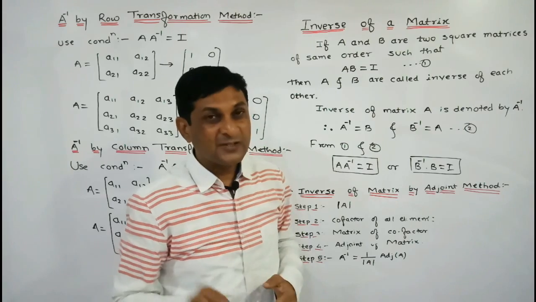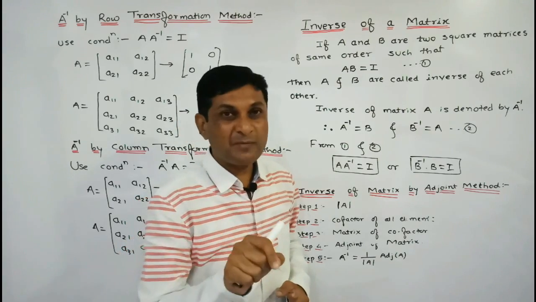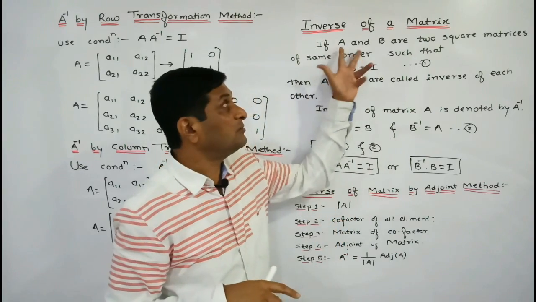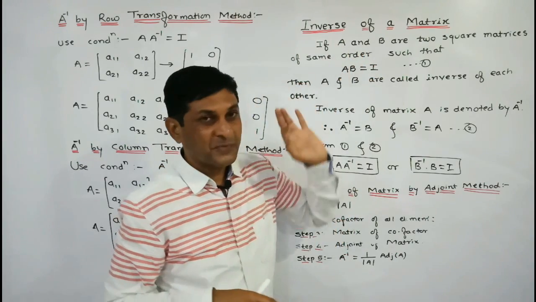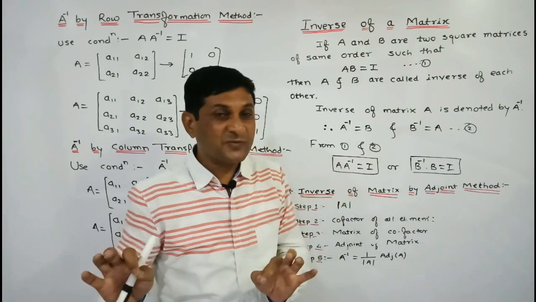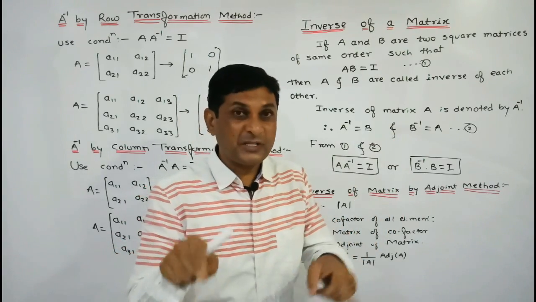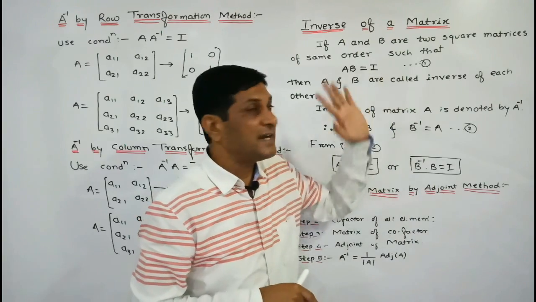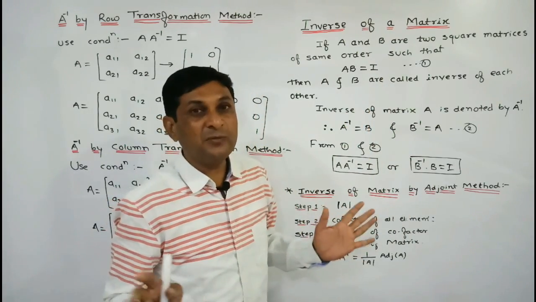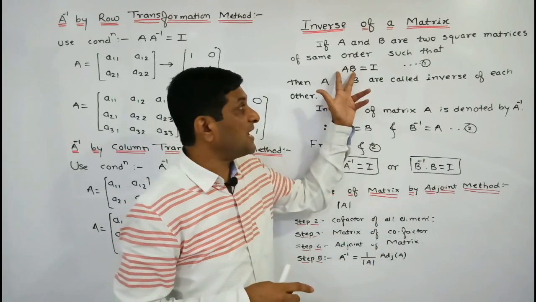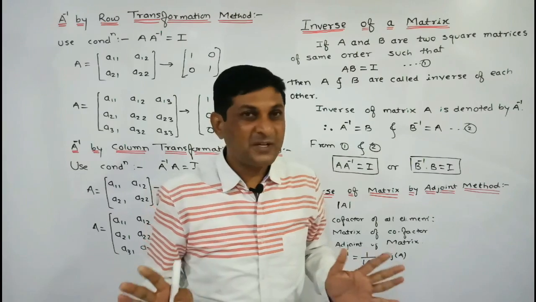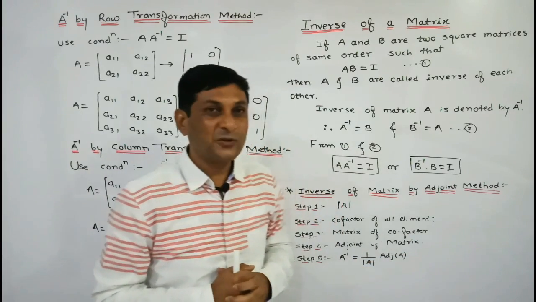Identity matrix. We say matrices are square if the number of rows and the number of columns are equal, and the order of these two matrices should be the same. So if A and B are two square matrices of the same order, but they satisfy which condition? Their product, their multiplication, is the identity matrix. If this condition is satisfied, only then can we say that A and B are inverses of each other. Hope the idea about the definition of the inverse of a square matrix is clear to you.